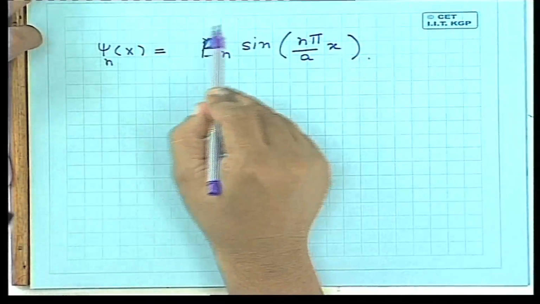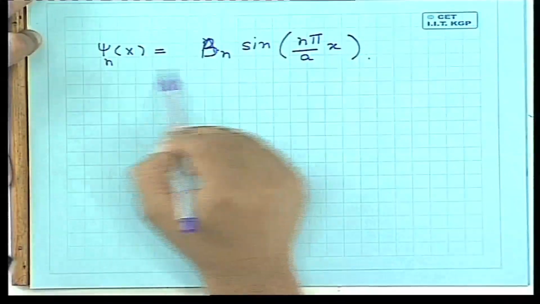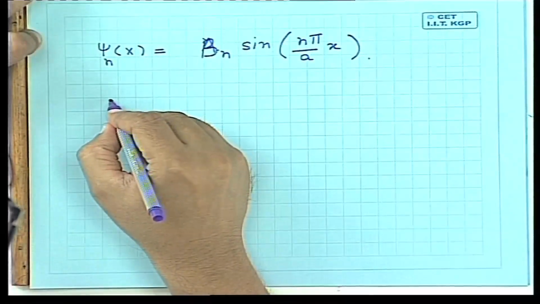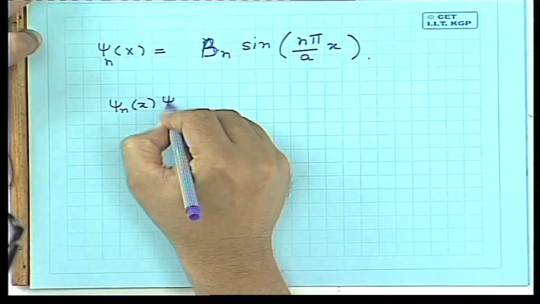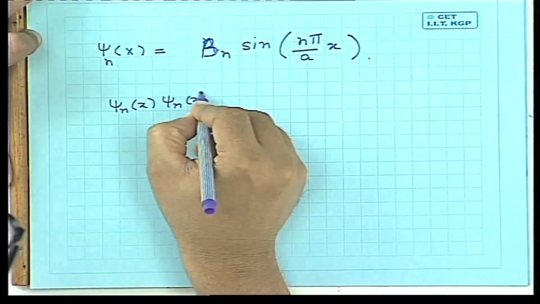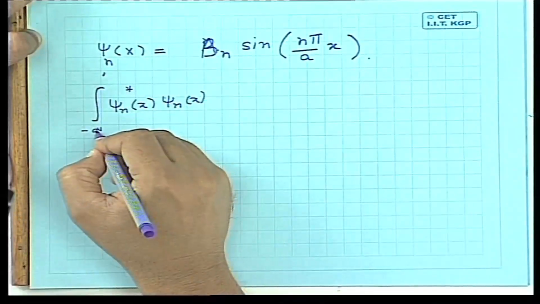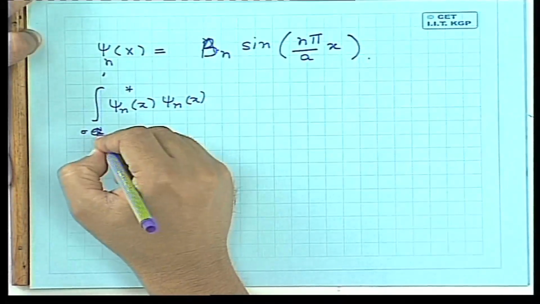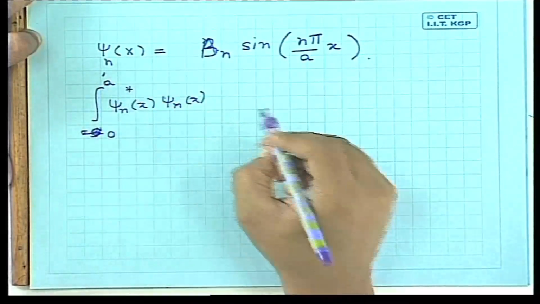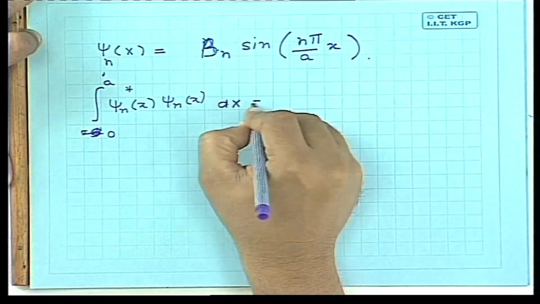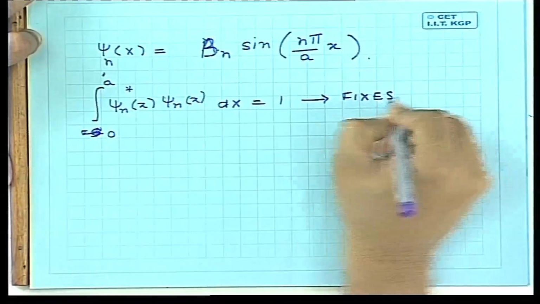The coefficient b n can be fixed by the normalization condition, which is the integral of psi n x squared, from 0 to a, because beyond that it is 0 anyway, dx is equal to 1. This fixes b n.